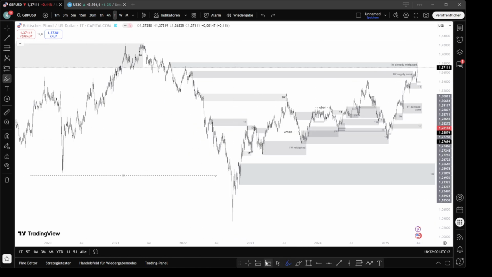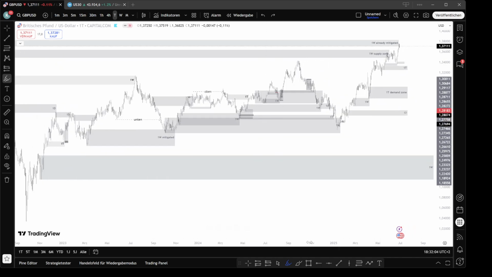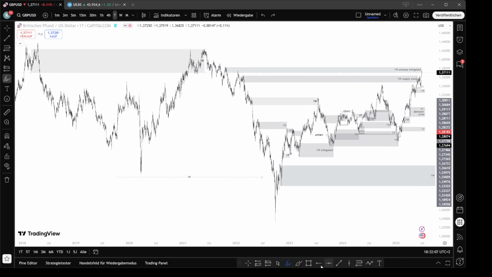So looking at this chart at this moment, I'd like to make it a little bit clear. Okay, let's just skip it.